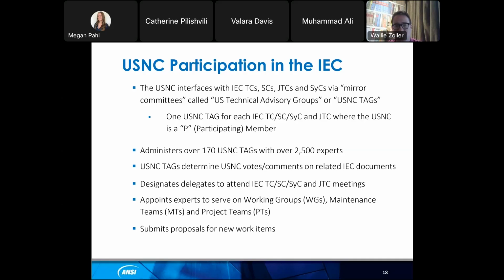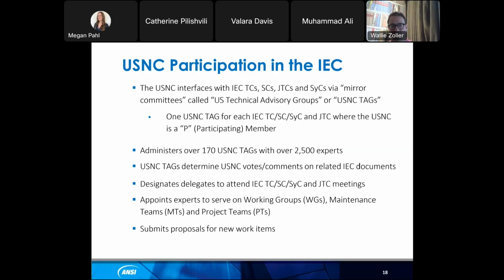The USNC administers over 170 of these TAGs through a variety of administrators, all of whom we tip our caps to and owe a great debt of gratitude for their generous work. The US TAGs determine and consolidate the votes and comments for each of the IEC documents. It is one country, one vote, but all of our input is valuable and is considered. The USNC also designates the delegates to attend the various meetings.